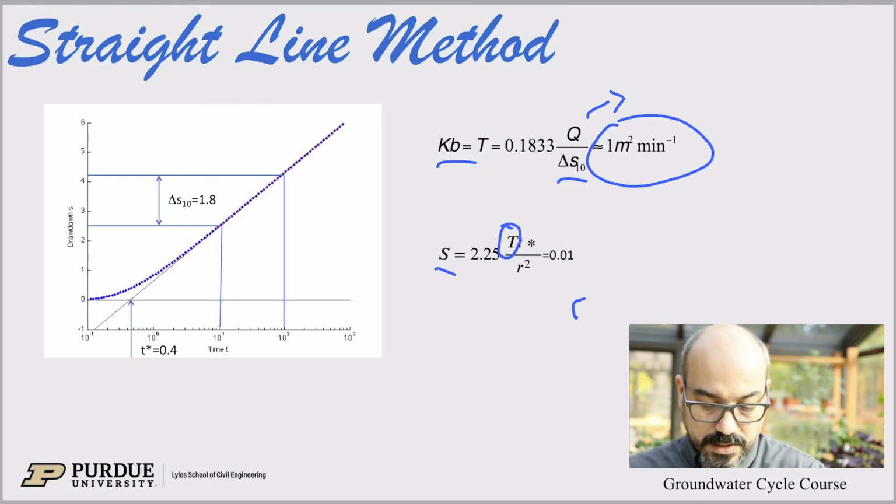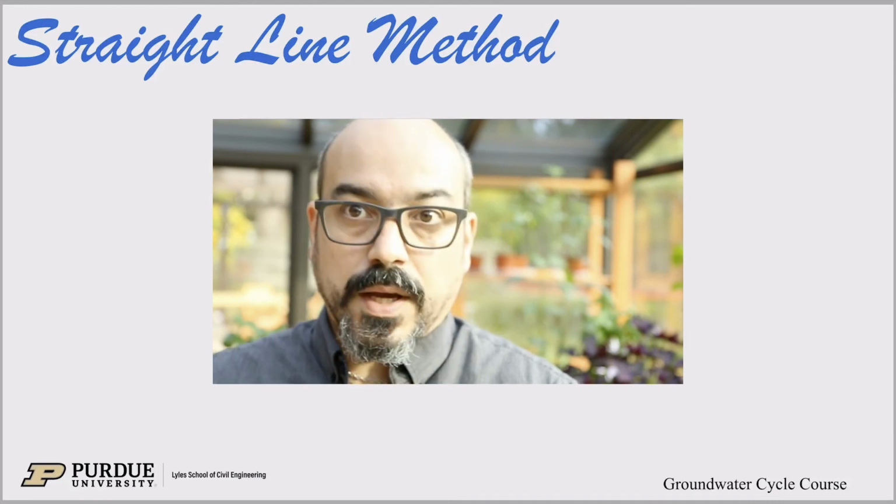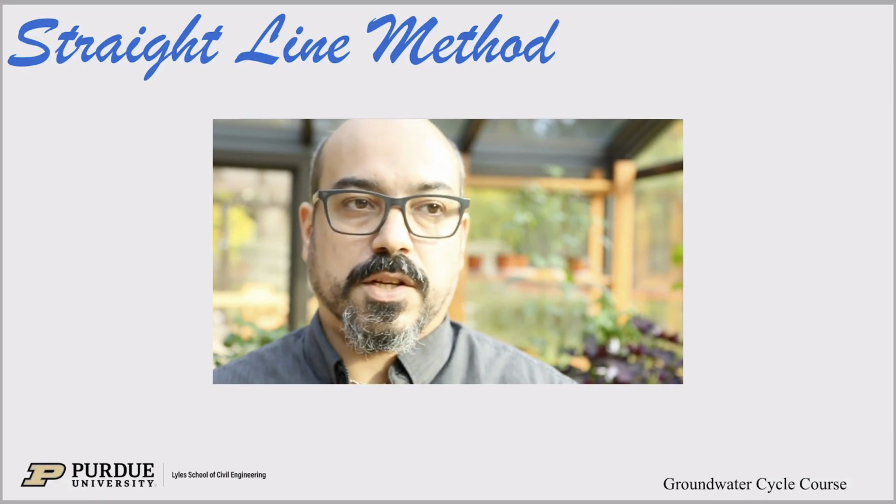Now for the storativity, again, use the equation. Now we have the transmissivity, we have t star that we read on the plot. We know that the observation well is 10 meters away, and we find that the storativity is 0.01, 1%. Notice that this is actually too high of a storativity number, so this is just a made-up example just to show you the process of using the straight line method, but storativity should be much lower in a confined aquifer typically.